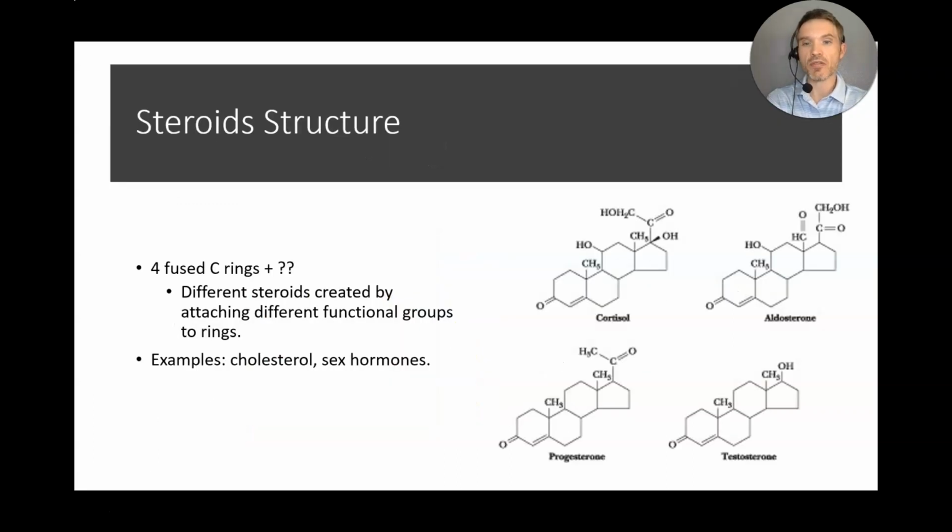The next type of lipid are the steroids. So steroids have a common structure. These are 4 fused carbon rings. And then in addition to that, they have some other side chains. So what you'll notice is all 4 of these steroids have the same backbone structure. Different steroids are created by attaching different functional groups to the ring.